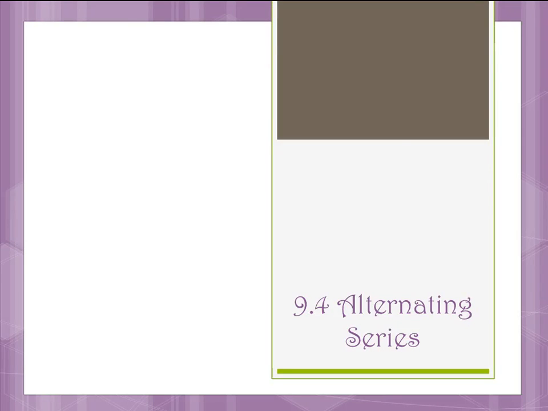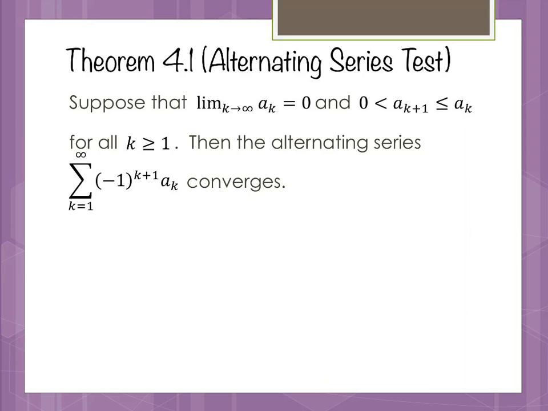In section 9.4, we're going to continue talking about series. The type of series we're going to be talking about in 9.4 is called an alternating series. So an alternating series is a series that decreases. So 0 is less than a_(k+1) is less than or equal to a_k for all k greater than or equal to 1.